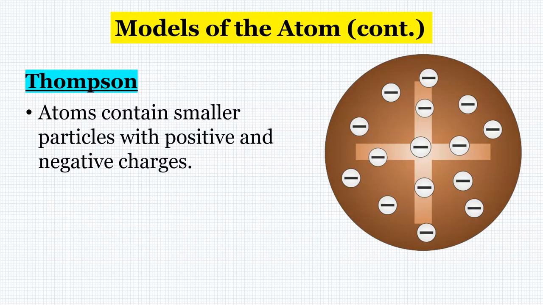Thomson was the next scientist that came along, and he proposed that atoms contain smaller particles with positive and negative charges. He had the plum pudding model. So we have a positive sphere, and there's a bunch of negative charges inside of his model.